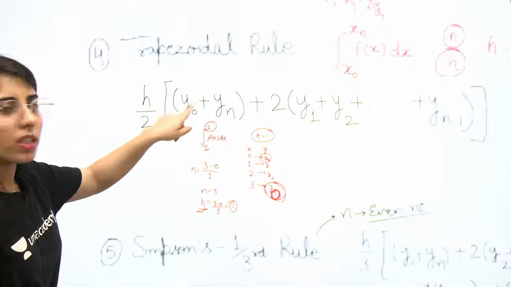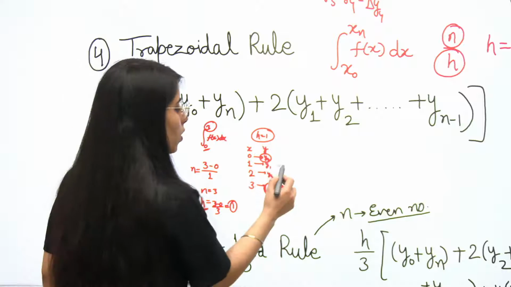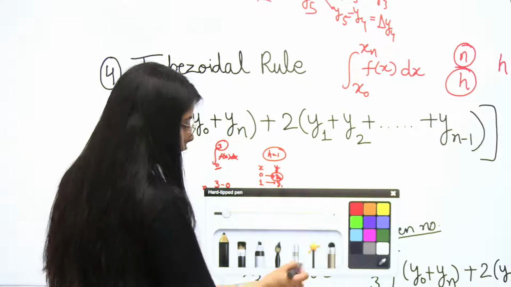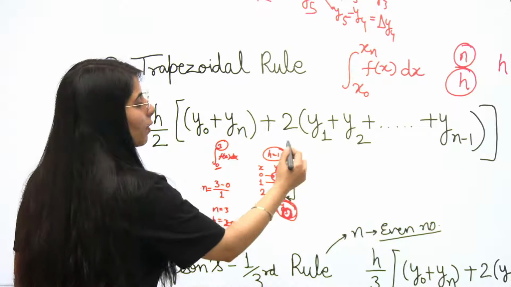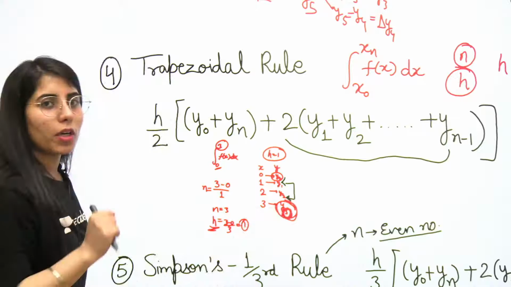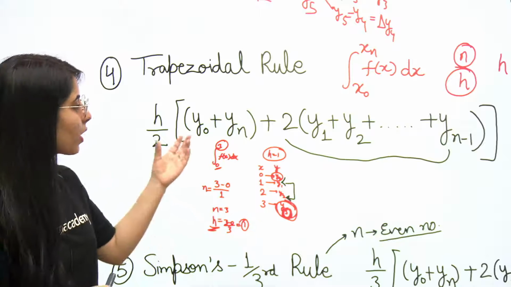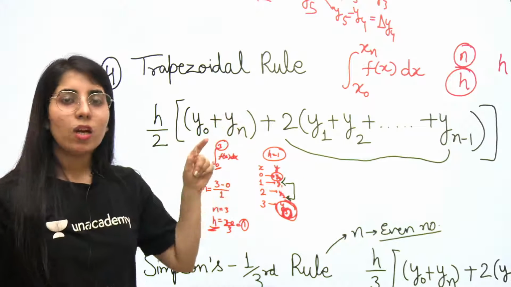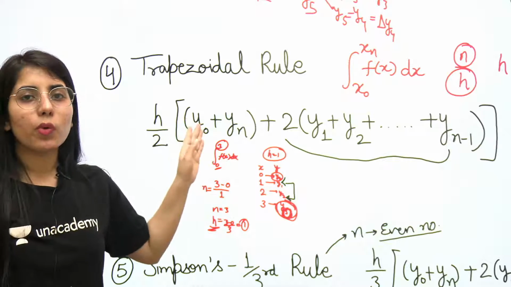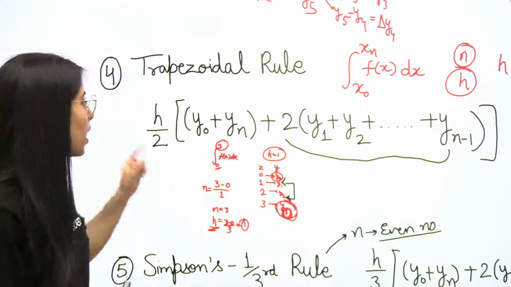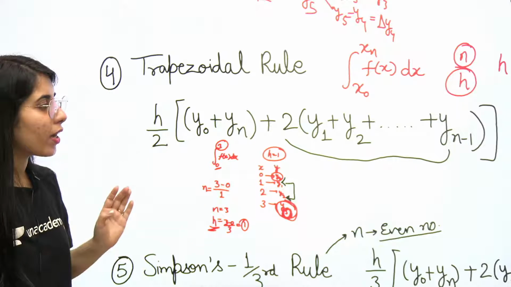Have a look at this. Y naught plus yn plus 2 into sum of rest of the values. So sum of rest of the values, whatever values are in between except the first and the last one, you just need to add them and multiply them with 2 as per trapezoidal rule. So if you will consider them just by forming the table and by considering the values which are present in the formula, it will be easy for you to consider these things, okay? So as per trapezoidal rule, what is the formula which you can use to get the integration? H upon 2 y naught plus yn plus 2 y1 plus y2 plus so on to plus yn minus 1.